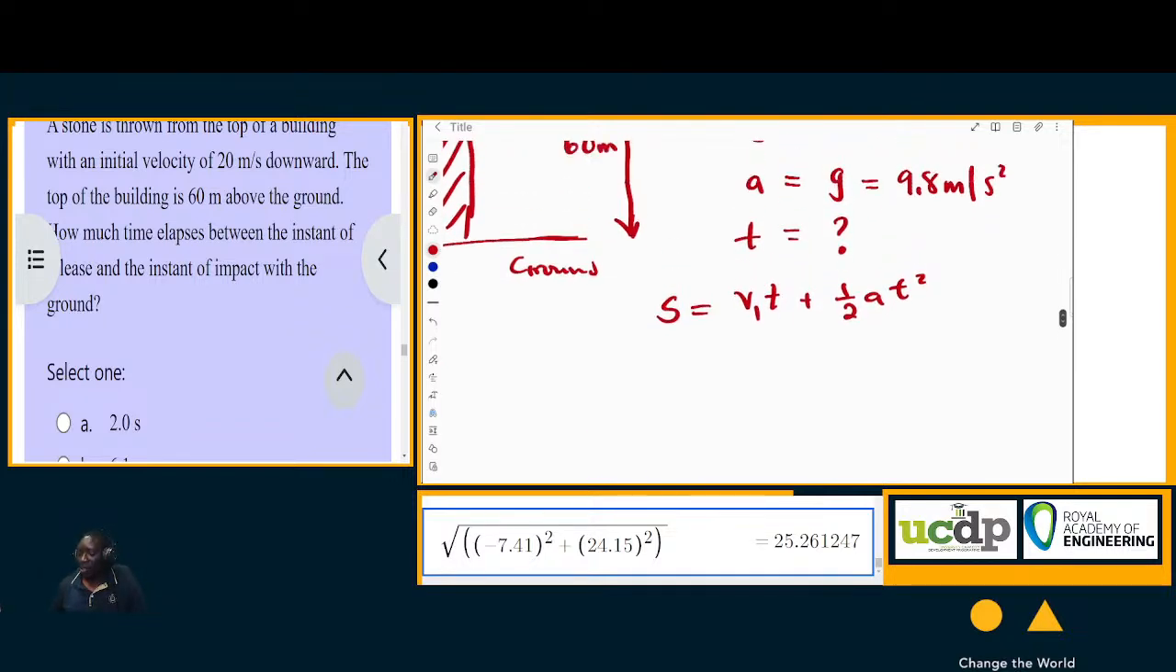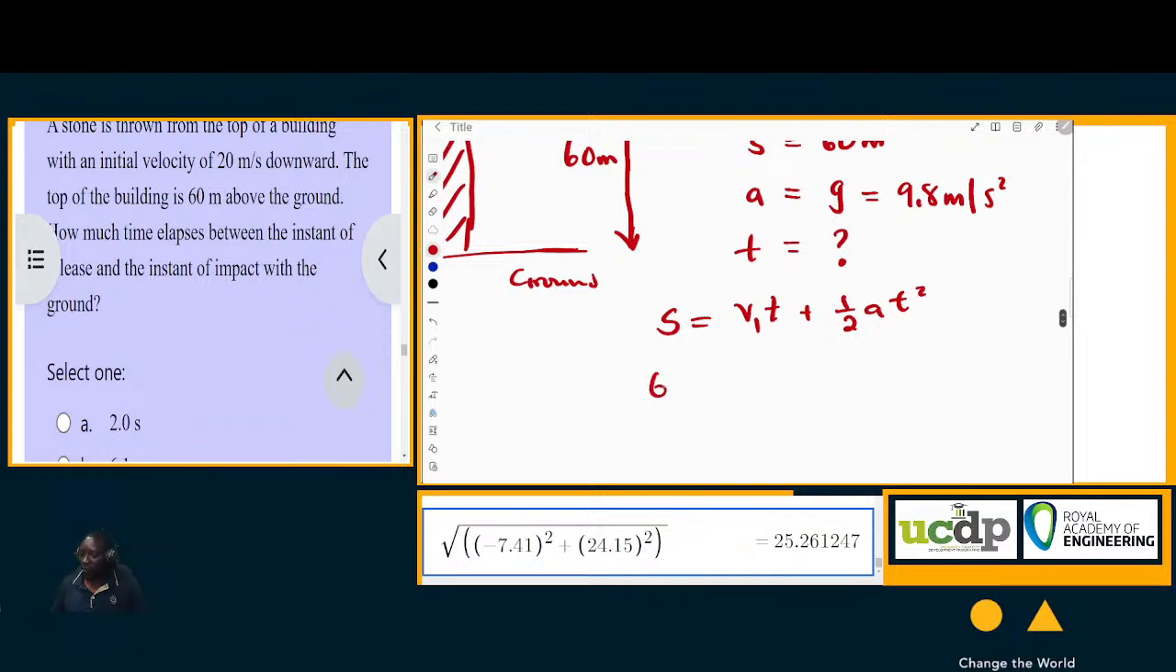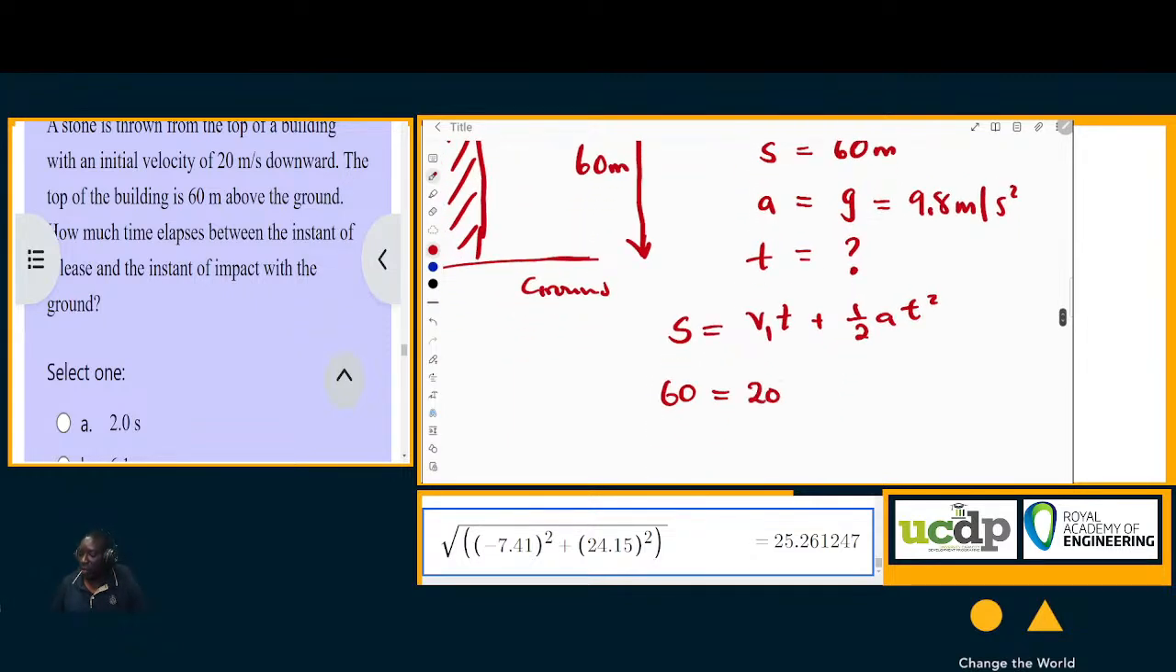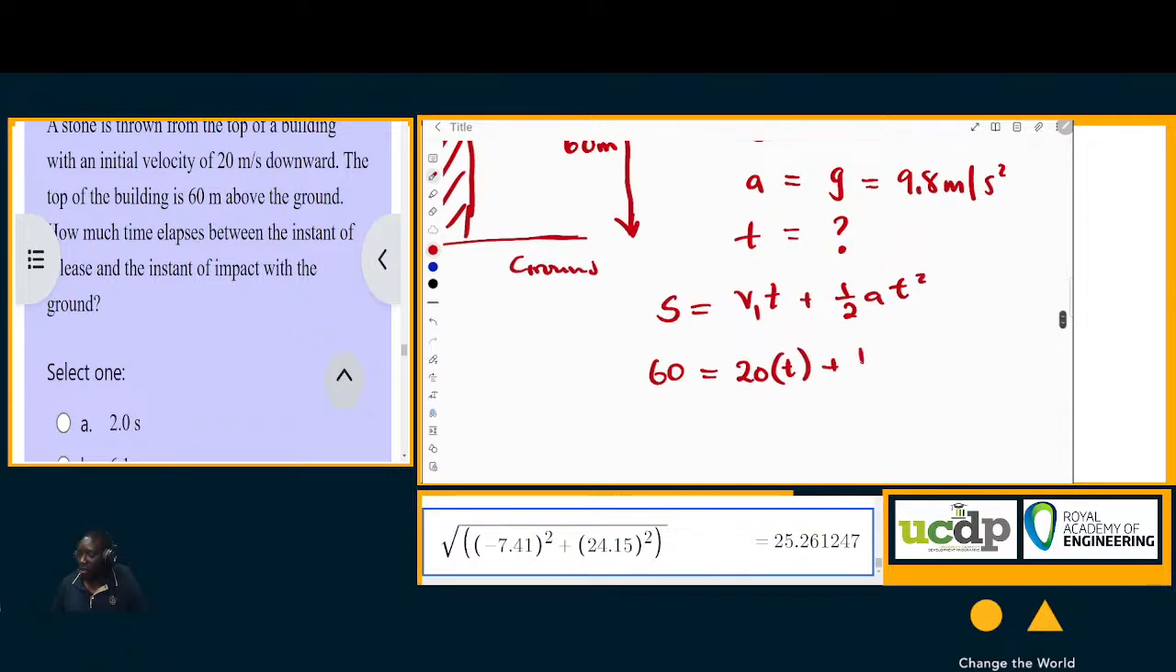Okay, so in this case, I've got 60 for my s. My v initial is 20. My t is something I need to find. Then plus, yes.